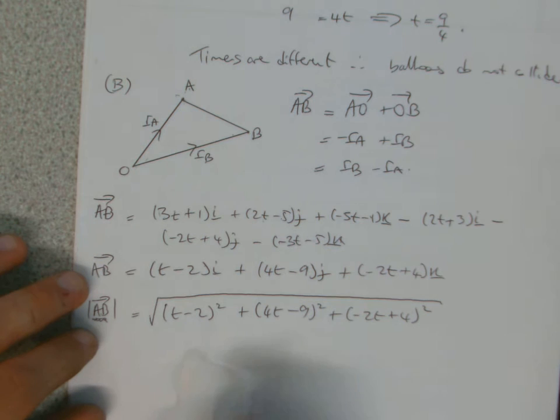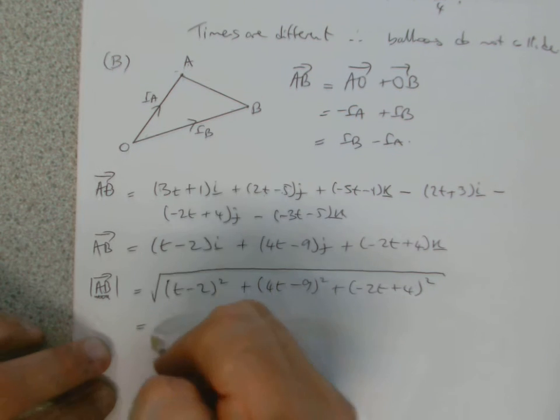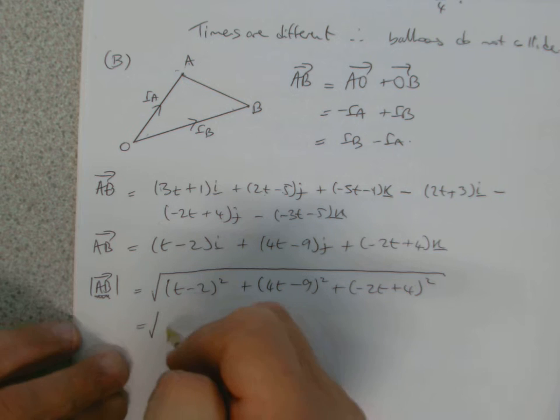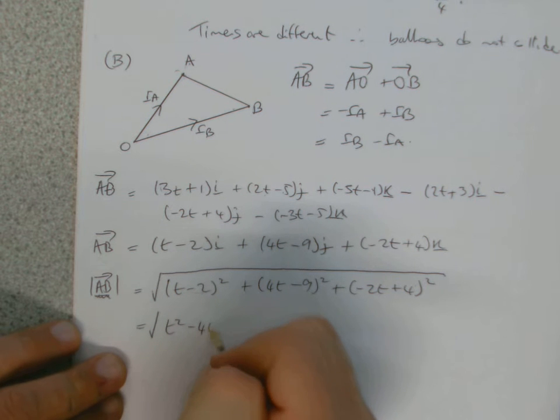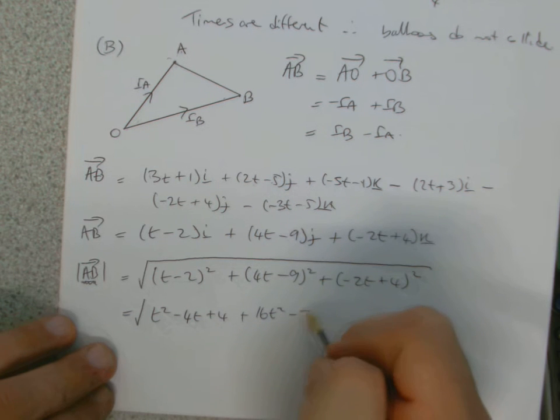Okay, so you've got all this in here to square. There's a lot of work, okay? But we'll see what we get to now. So you've got square root. Now, if you've got this here, you've got a bracket, you've got to FOIL it. So you get t squared minus 4t plus 4. This bracket then squared, you get 16t squared minus 72t plus 81.